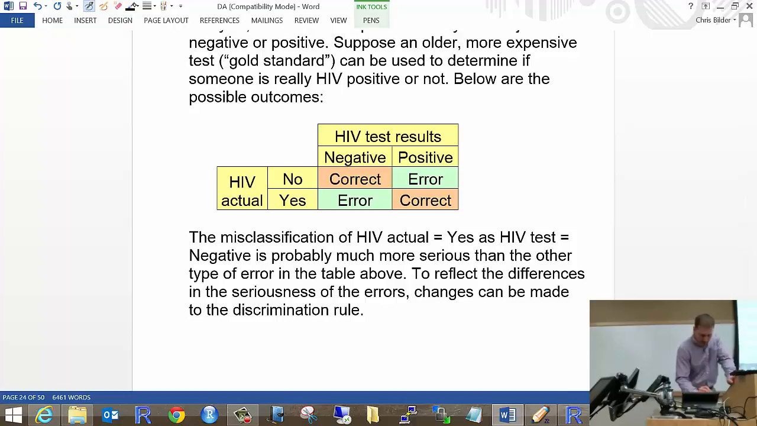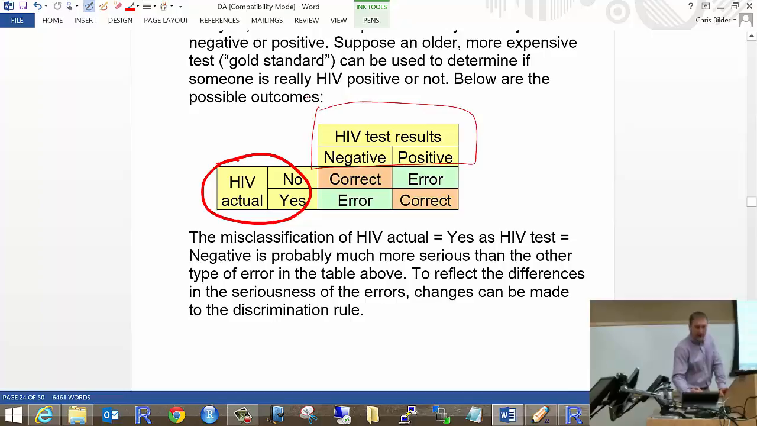Let me get my red pen out. So on the rows here we have, well, what's the actual outcome for a person? Either they have HIV or they don't. And then this new test comes along, and either you're going to get an HIV negative or HIV positive result back. What you're hoping for is that people in the clinical trial will only fall into the orange squares there.